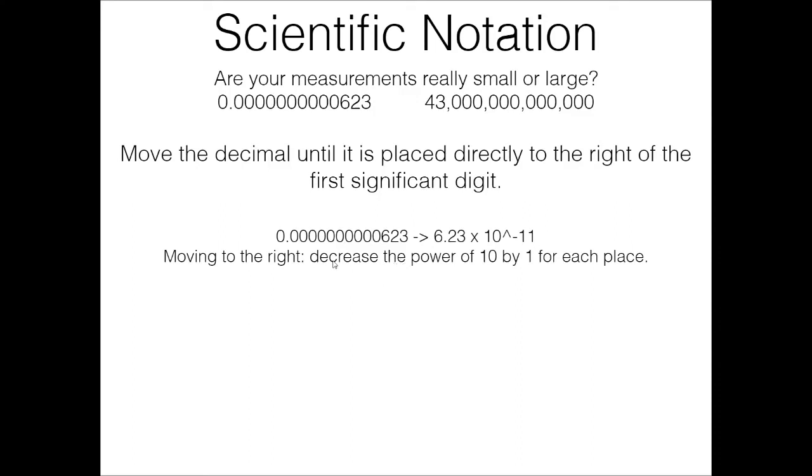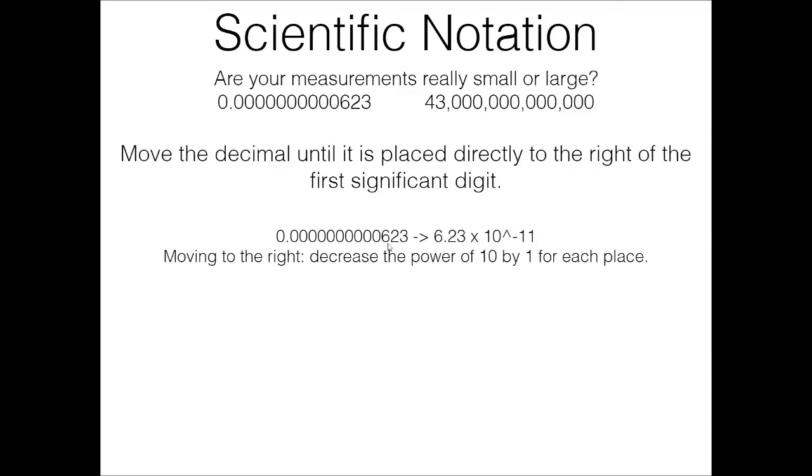So for example, this first number, 0.00623. I'm going to move that decimal 1, 2, 3, 4, 5, 6, 7, 8, 9, 10, 11 spots to the right to get it to the spot I have to get it to according to this rule above. 11 spots to the right.